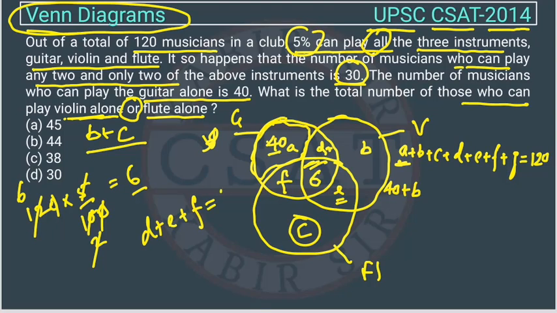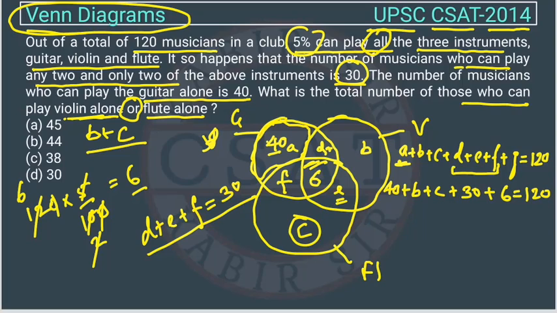30, right? So this figure is also given. So we will put this figure also here, right? So we will put D plus E plus F. This figure is given 30. And G is almost 6. This is 120, right?